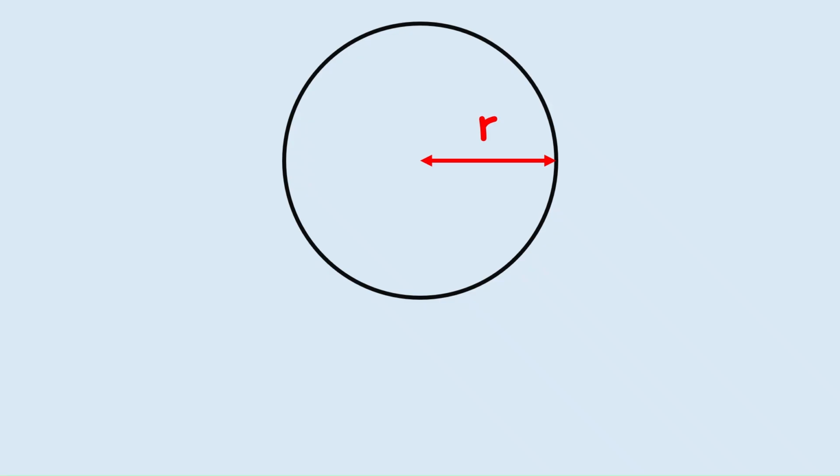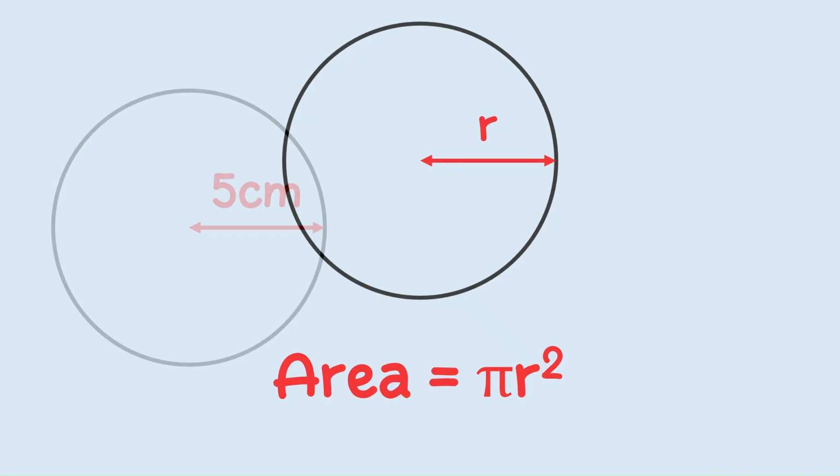And with this radius, we then get this formula. The area of a circle is equal to pi r squared, which means pi times by the radius squared.